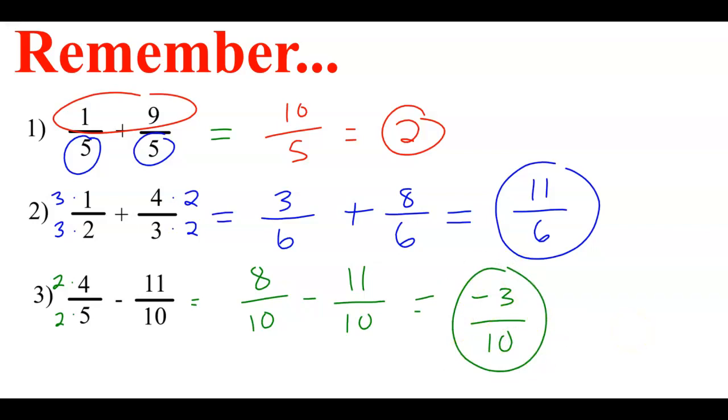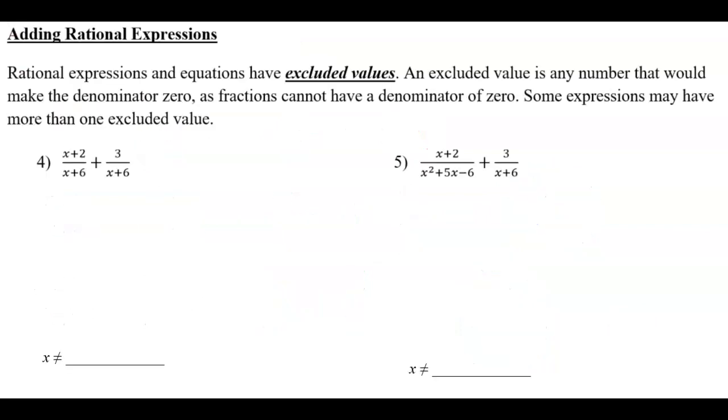So that was a review of kind of the basics of adding and subtracting fractions. We're now going to apply that to our rational functions or our rational expressions, okay? So rational expressions and equations have excluded values. An excluded value is any number that would make the denominator 0, as fractions cannot have a denominator of 0. That's an undefined fraction. Some expressions may have more than one excluded value.